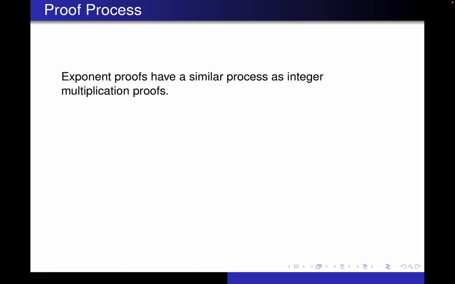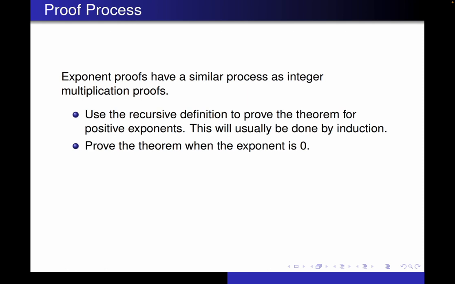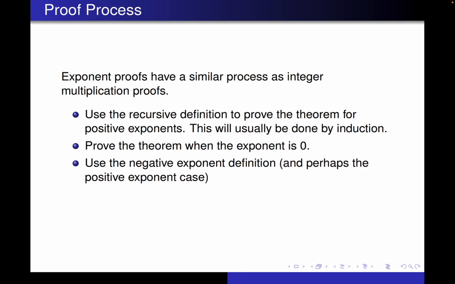So, just to let you know, exponent proofs are very similar to the integer multiplication proofs. They come in 3 stages. Our first stage is to prove the theorem for positive exponents. So we use the recursive definition, and because we're using a recursive definition, almost all the time we're going to do a proof by induction. We then prove the theorem when the exponent is 0. And then finally we use the negative exponent definition, and usually have to use the case of proving it for positive exponents to prove the theorem for negative exponents.